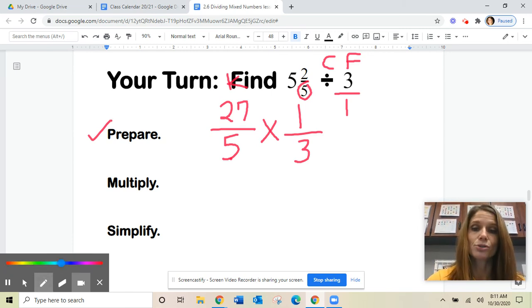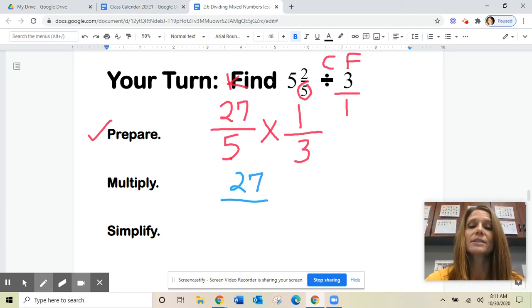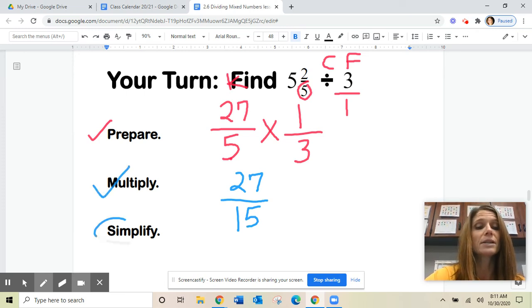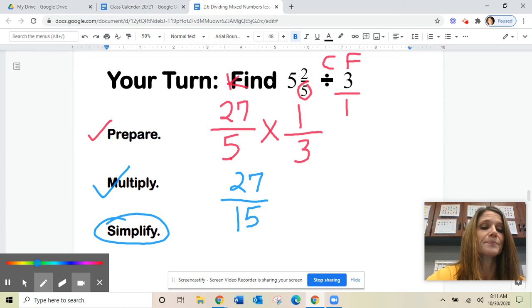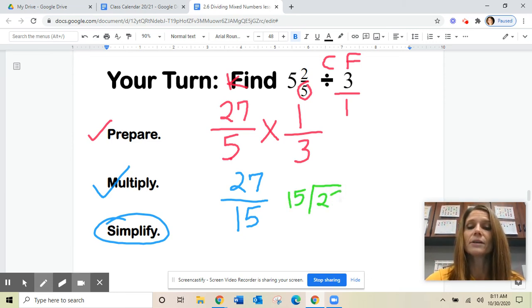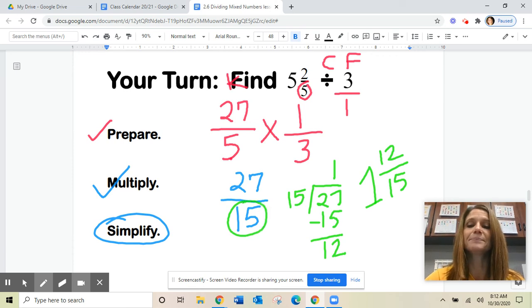Now I'm ready to multiply. So 27 times 1 is a 27 numerator, and 5 times 3 is a 15 denominator. You have an improper answer, so we need to go and simplify this value. 15 goes into 27 once. 2 groups is 30, and that's too much. I only have 27 to split. But I do have a little bit of extra remaining. So we end up with 1 and 12 remaining out of 15. Remember, the denominator stays the same.